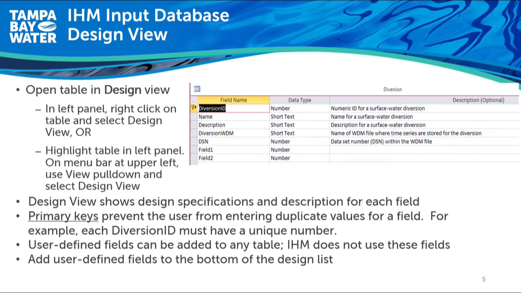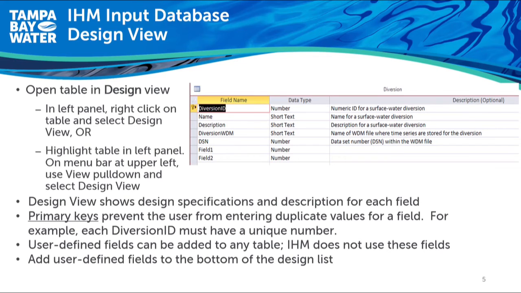There are several ways to open a table in Design view. In the left panel, right-click on the table and select Design view, or highlight the table in the left panel. On the menu bar in the upper left corner, use the View pull-down and select Design view. Viewing a table in Design view provides design specifications and descriptions for each field. A primary key designation, shown as a small key next to a field name, requires each record in a field to be unique. Primary keys prevent the user from entering duplicate values for a field. For example, in the table shown, each diversion ID must have a unique number.